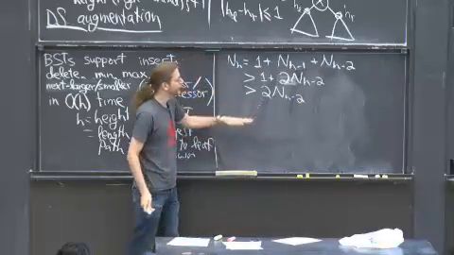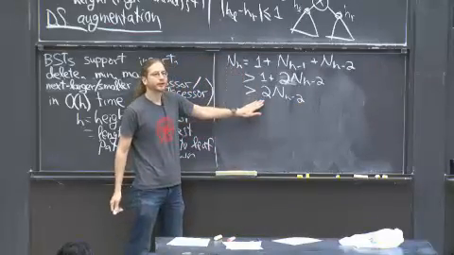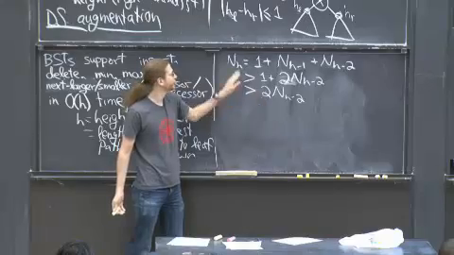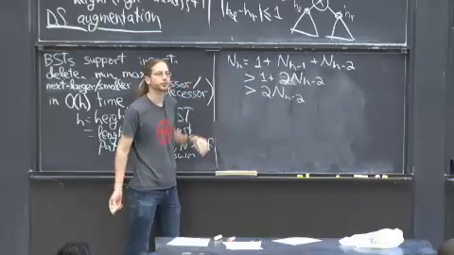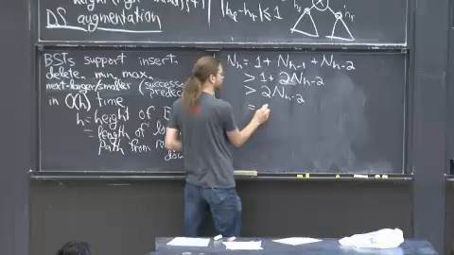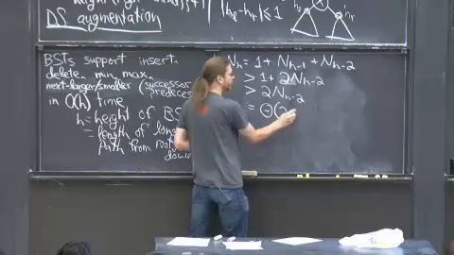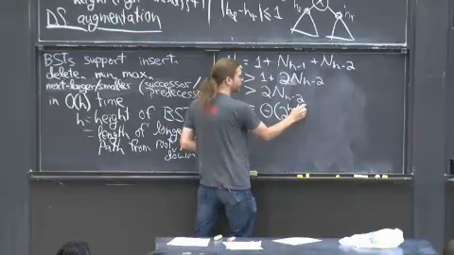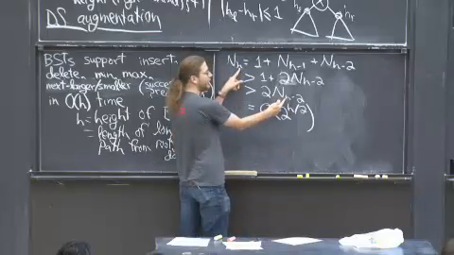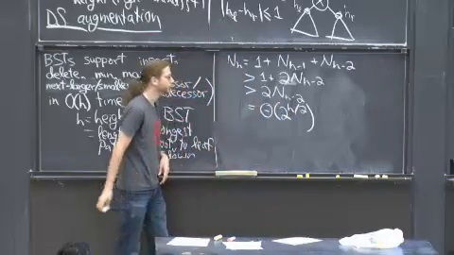Now I need a base case. But this looks like 2 to the something. What's the something? h over 2. So I'll just write theta to avoid the base case. 2 to the h over 2. Every 2 steps of h, I get another factor of 2.